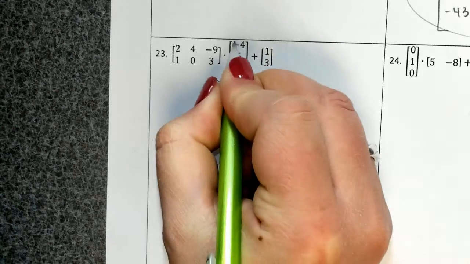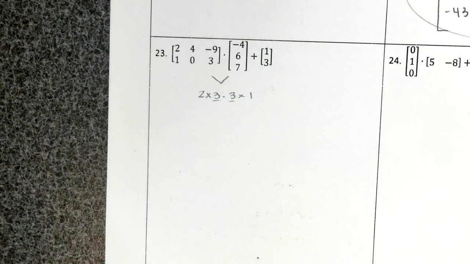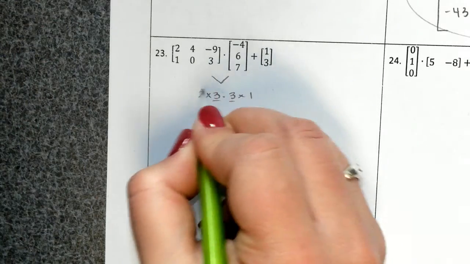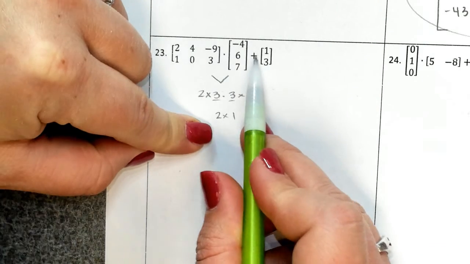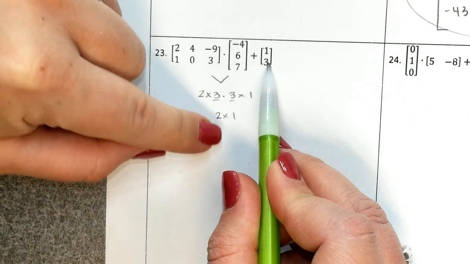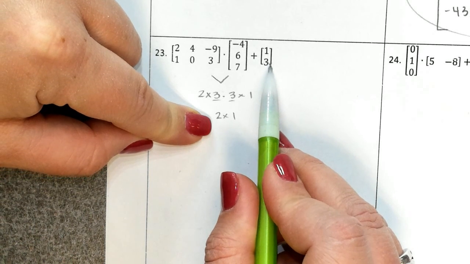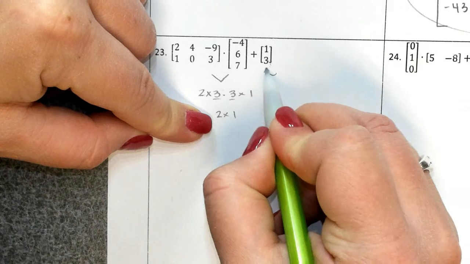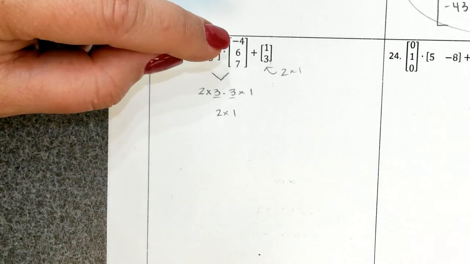2 by 3 times a 3 by 1. Can I multiply these? What's my answer here going to be? A 2 by 1. Can a 2 by 1 add with this here? What are the dimensions of this one here? Isn't this a 2 by 1? When you add a 2 by 1 plus a 2 by 1, can you add them?